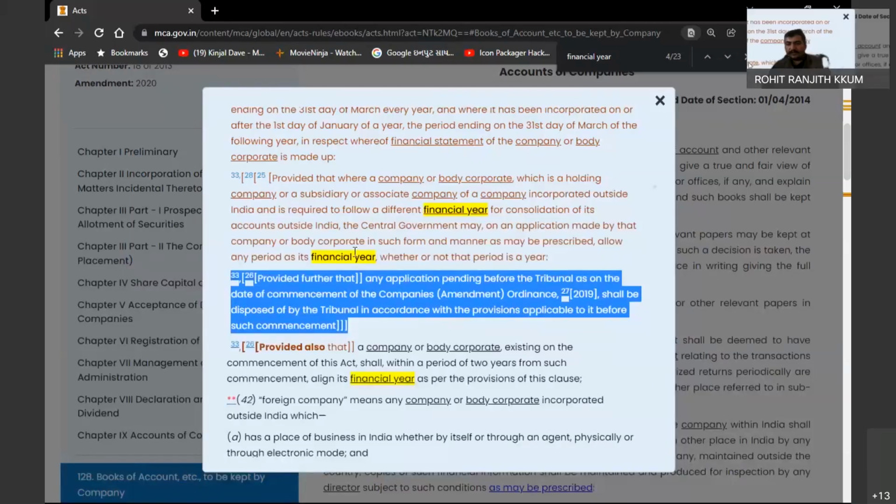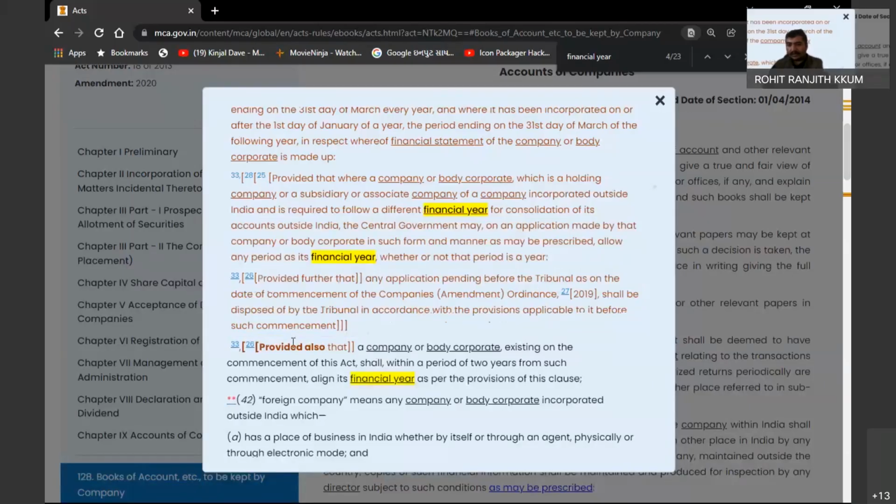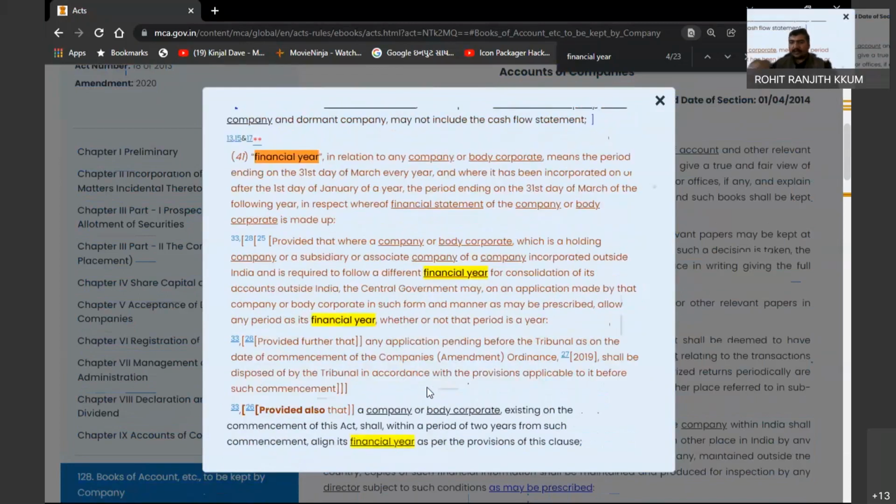Where it is mentioned, if you look at the definition, it is clearly written over here. Provided also that a company or a body corporate existing on the commencement of this Act shall within a period of 2 years from such commencement align its financial year as per the new provisions of this clause. Okay, so entire section 41 is clear, and section 2 subsection 41 is a good provision for examination.